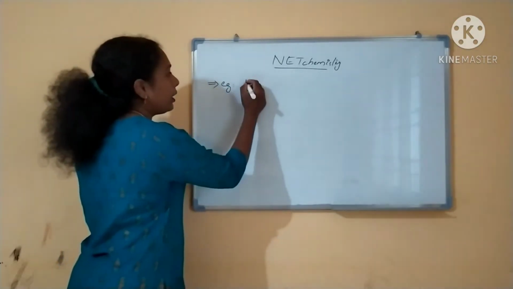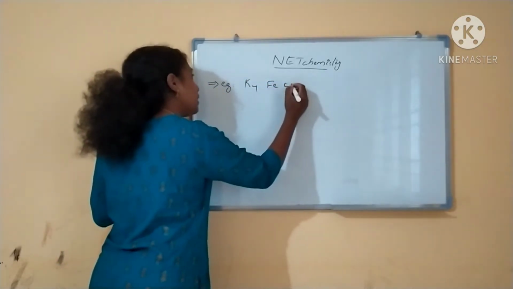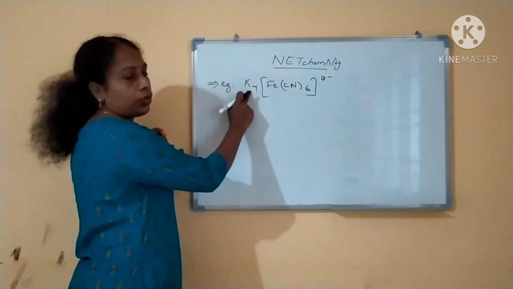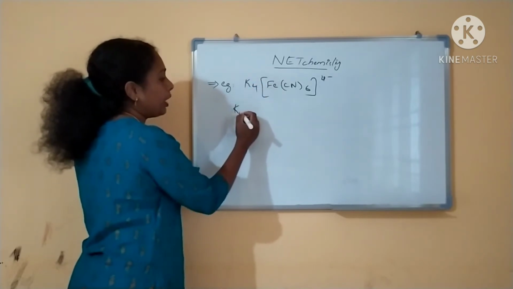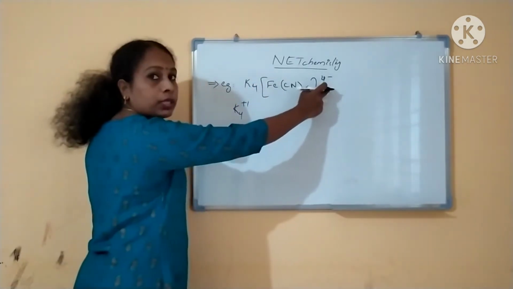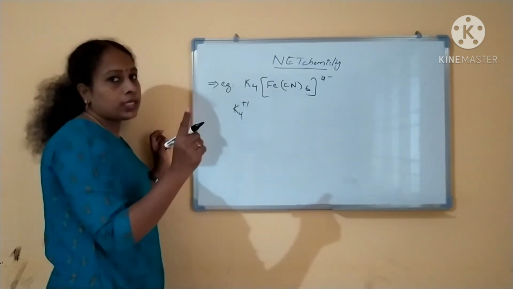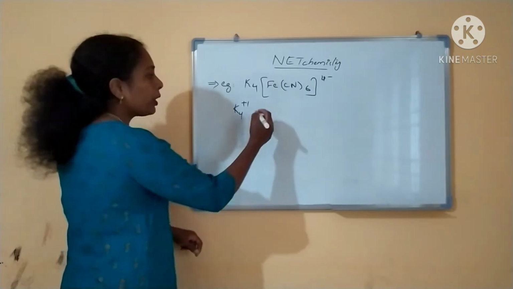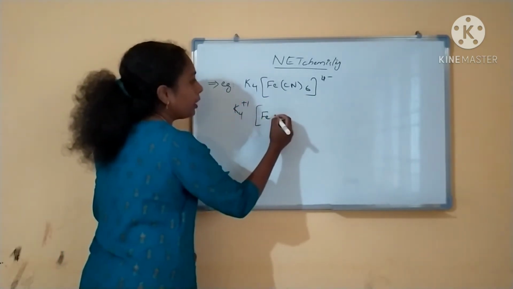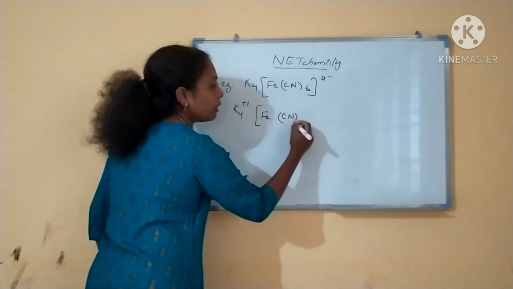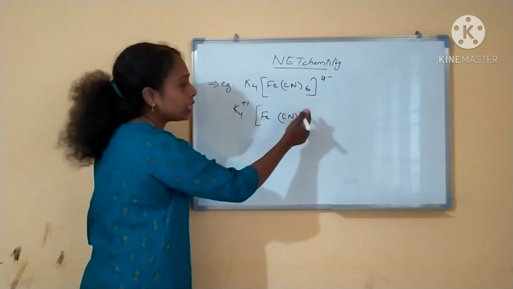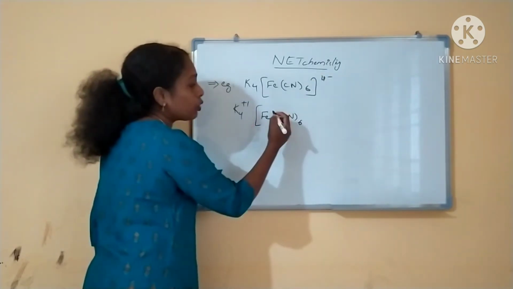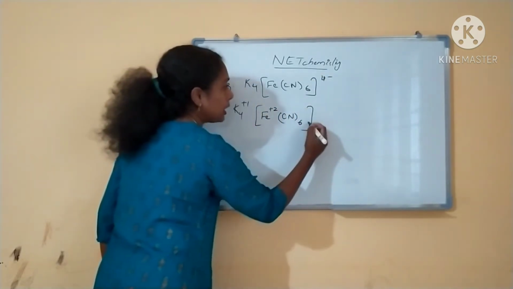First example I am taking is K4[Fe(CN)6]. What will be the charge of K? K will be plus 1, right? This complex part is 4 minus, meaning potassium has a positive 1 charge. So 4 potassium is there, so a 4 minus charge will be on the complex. Then what is the charge of Fe? CN has minus 1 charge, so this will be minus 6. Then the remaining 4 is there, so Fe will be plus 2 oxidation state.